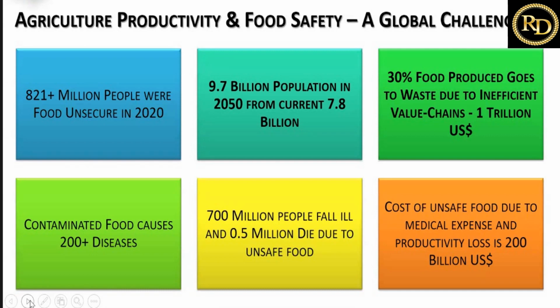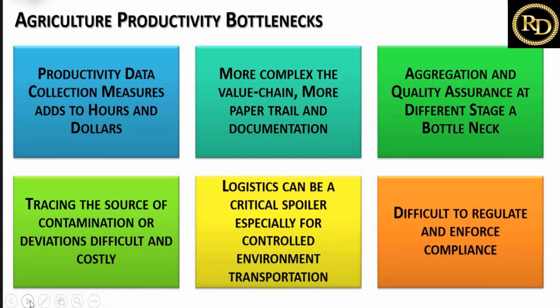And by 2050, we'll have a population of 9.7 billion, which is more than 2 billion added since last year. And 30% of food produced goes to waste due to inefficient value chains, and that leads to a loss of $1 trillion. Contaminated food causes 200 plus diseases, and 700 million people fall ill every year because of contaminated food, out of which 500,000 die due to unsafe food. The cost of unsafe food due to medical expenses and productivity losses is $200 billion. So this will give you a depth of the importance of food safety and security and why it is a global challenge.